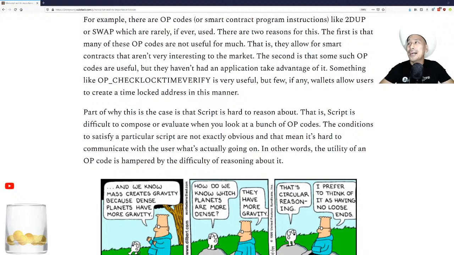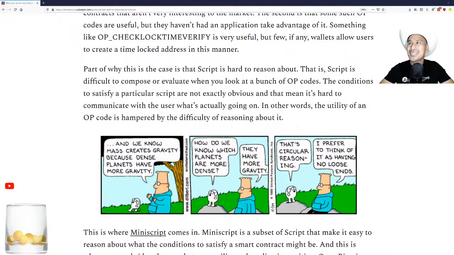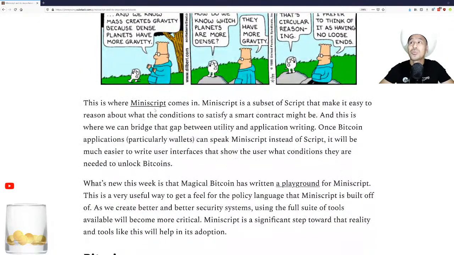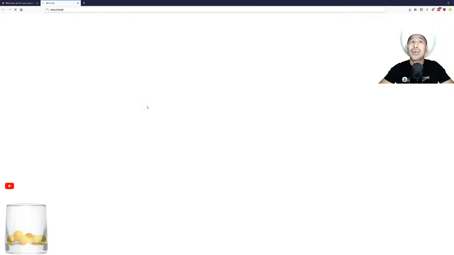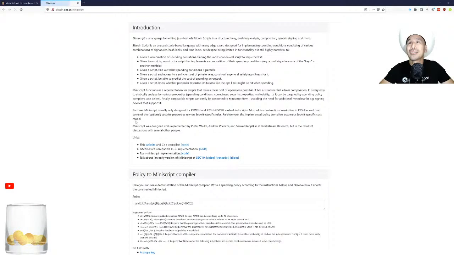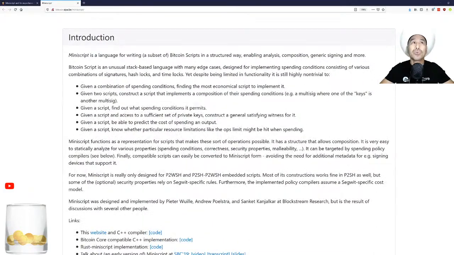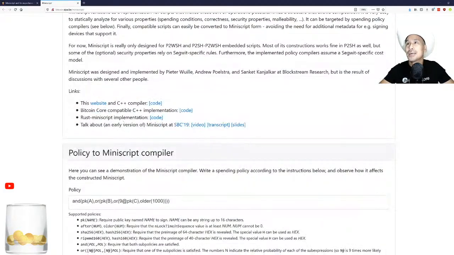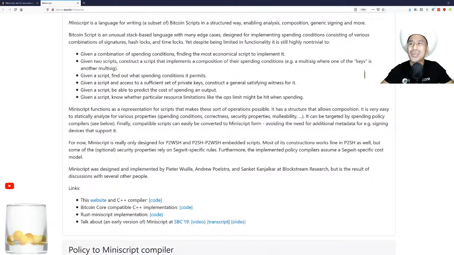So that means that we need a better way to reason about Script and to figure out what will actually unlock it. And this is where Miniscript comes in. If you don't know about Miniscript, it's basically a subset of Script that Pieter Wuille has put into another form as a way to more easily reason about it.